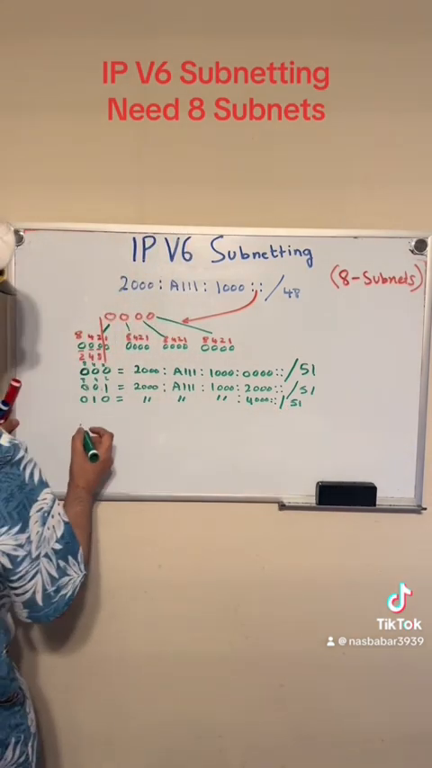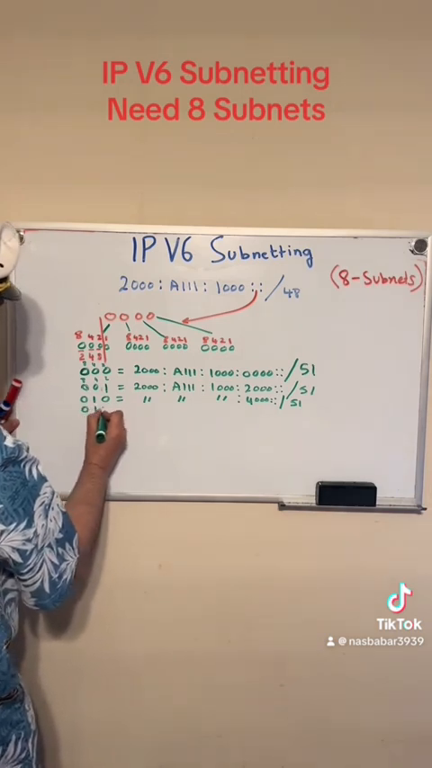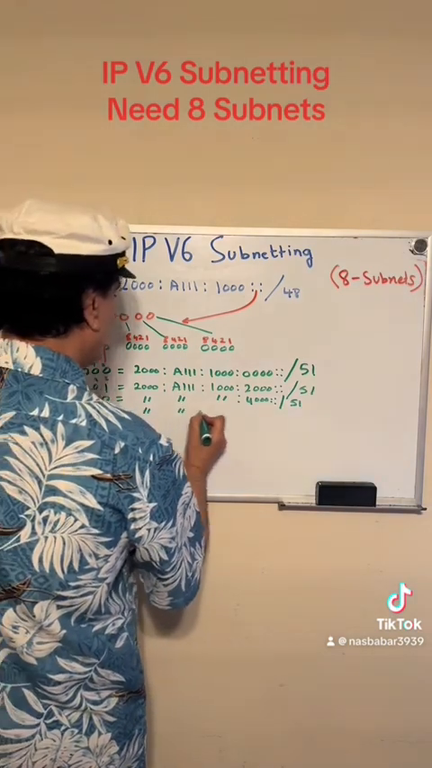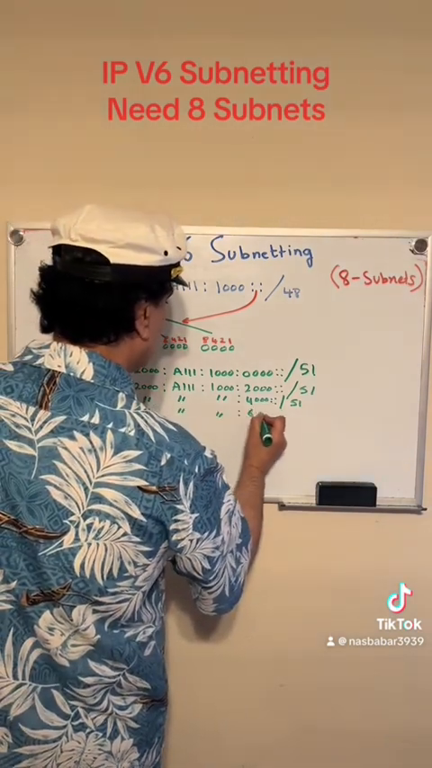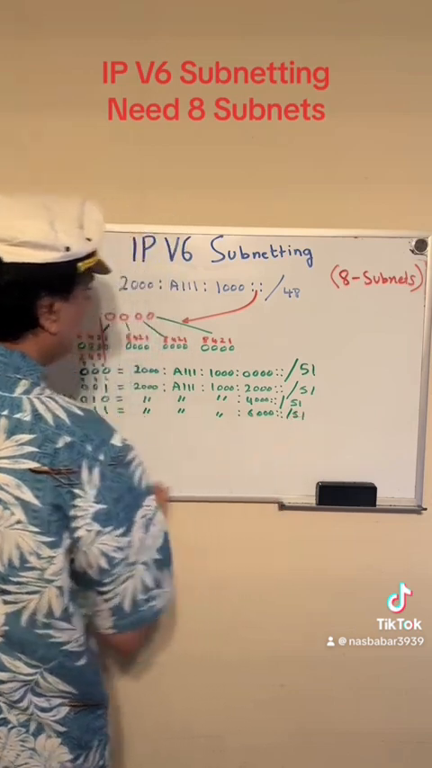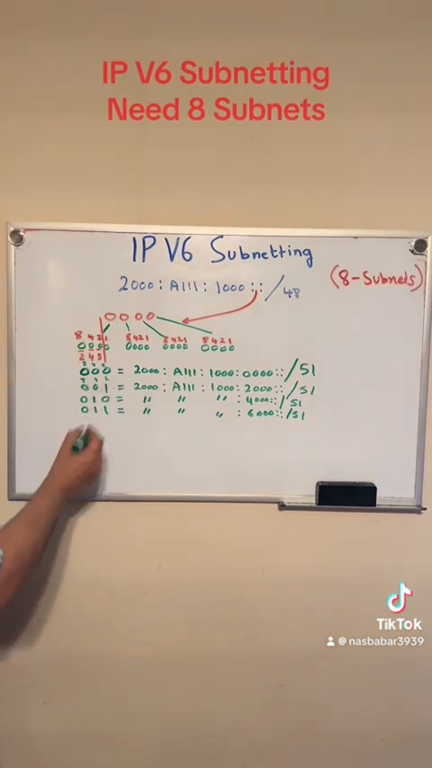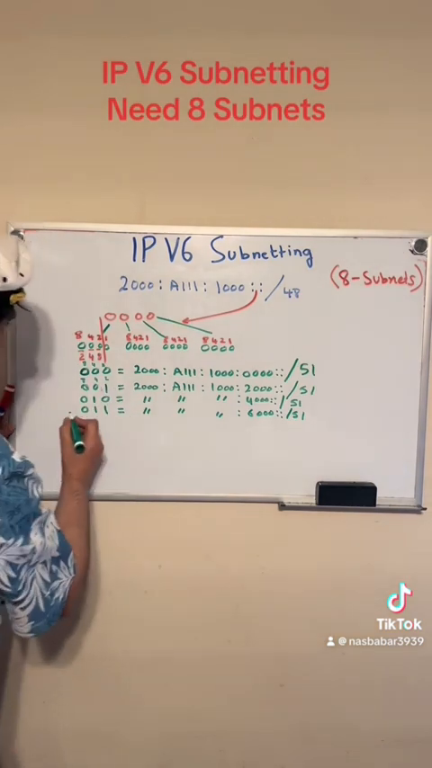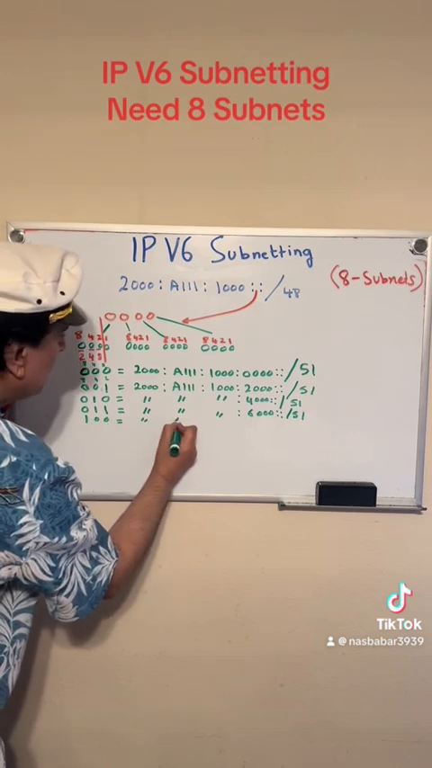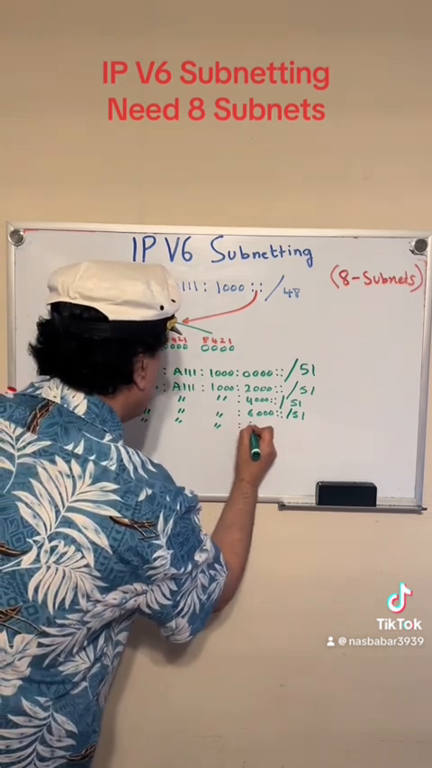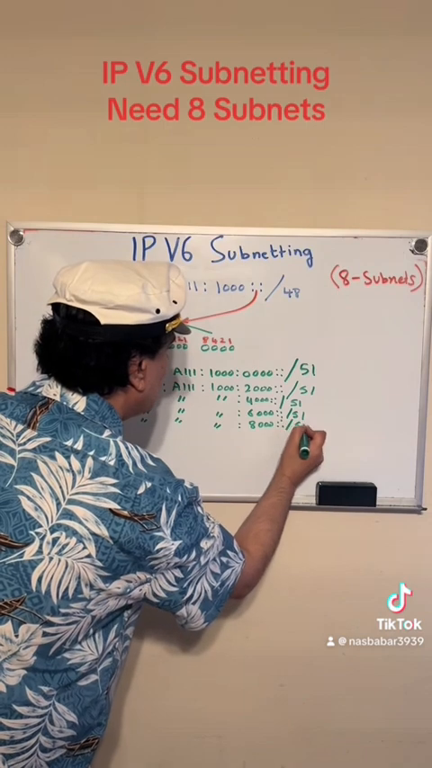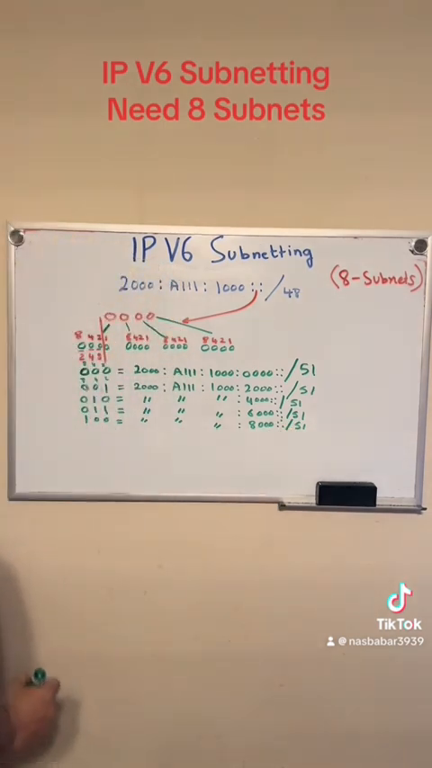So let's look at the next one. 0, 1, 1. 2 plus 4 is 6. So I'm going to do this, and we'll put 6000/51. So how many subnets do we have so far? 1, 2, 3, 4. Keep going. The next subnet is going to be 1, 0, 0, which is going to be 8000/51. All right. What's going to be the next subnet?